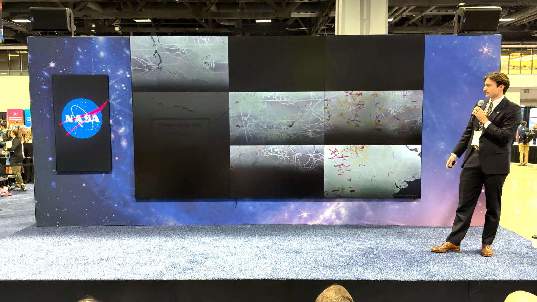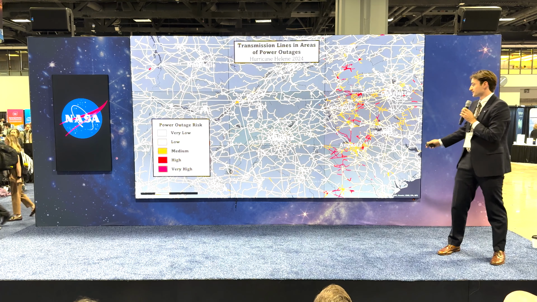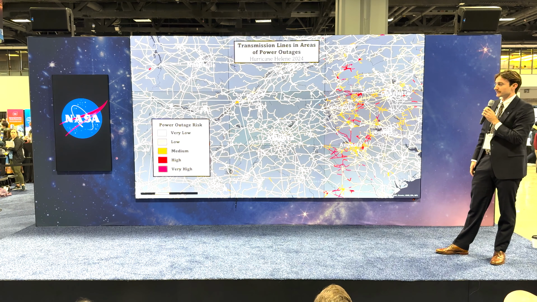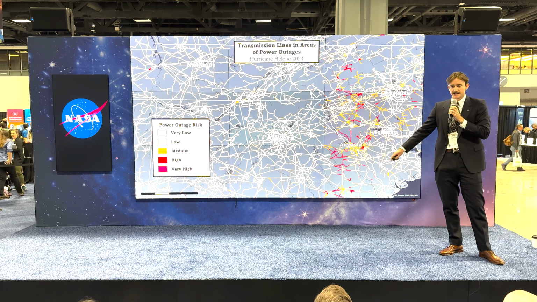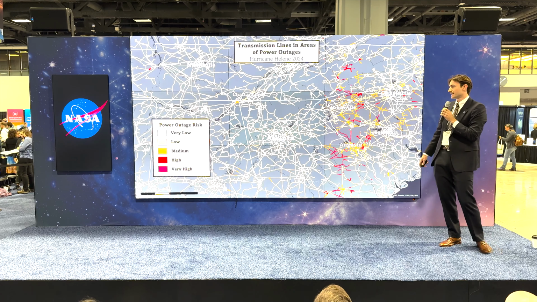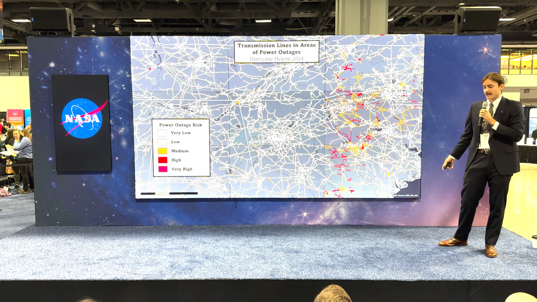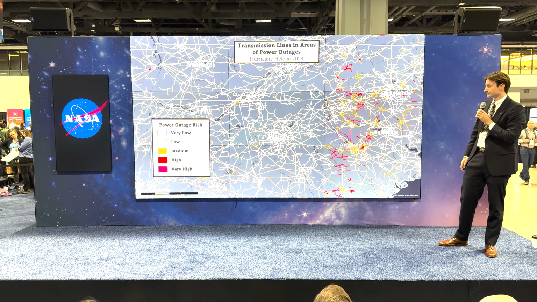So moving on, this is transmission lines in the area. Transmission lines in the red are in areas of higher power outage likelihood. Lighter colors indicate less risk. Another tool that emergency managers can use to help validate with other data sources as well.